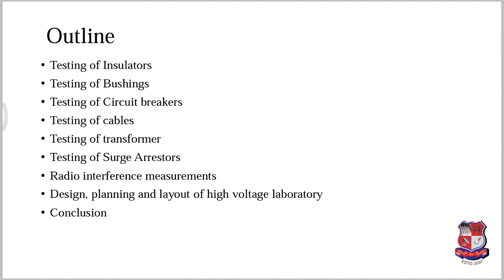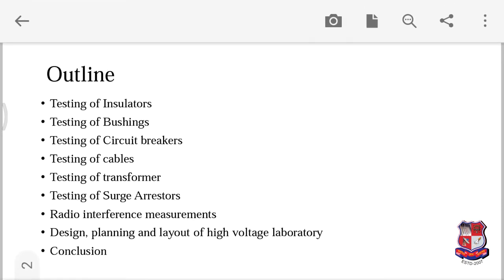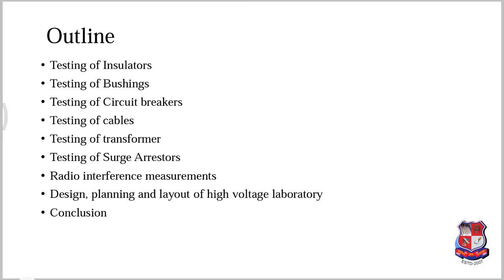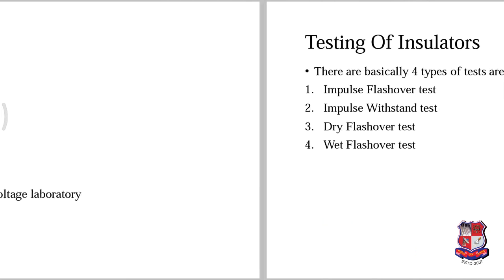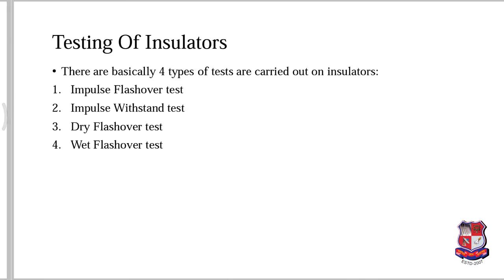Before starting my presentation, I would like to introduce you to some basics of insulator, bushing and all the equipment. Insulator is generally a device in which current cannot flow, or which opposes current, by this kind of material. Then bushing, generally we can find it on the equipment terminals. Basically it provides support to the terminals.